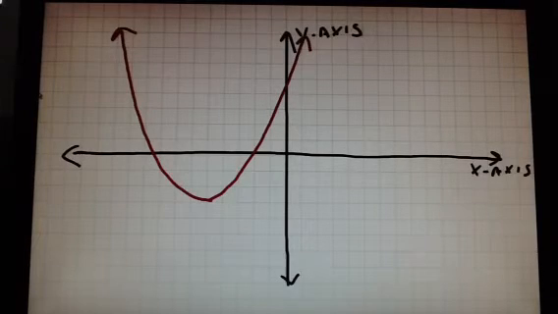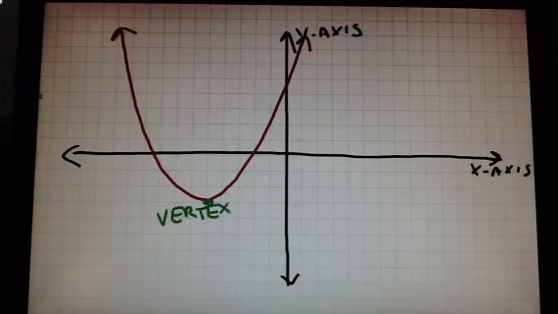At the lowest or highest point, that turning point, that point is called our vertex. Now again, the vertex is an x, y coordinate.